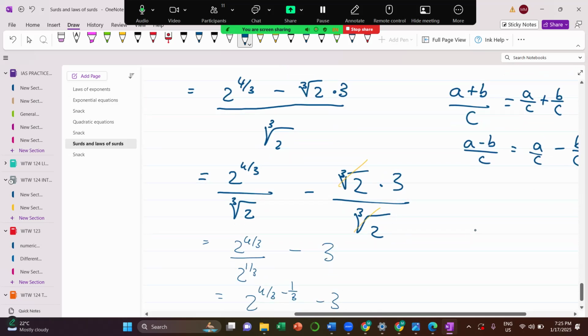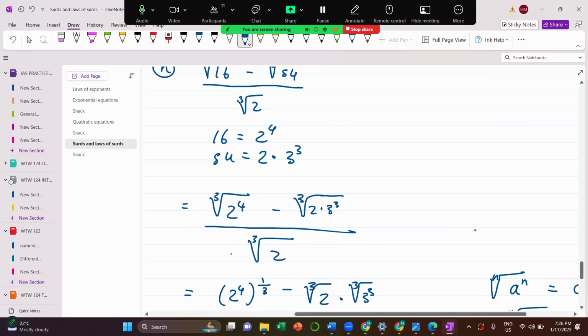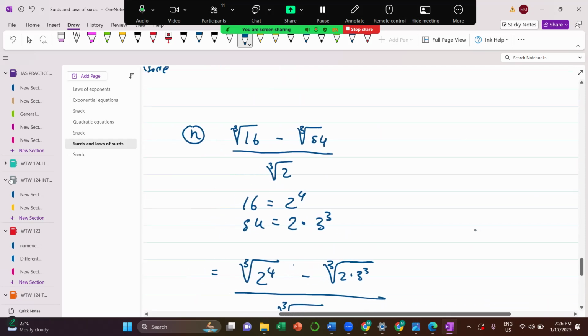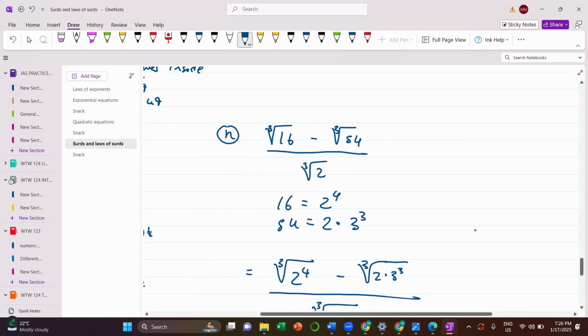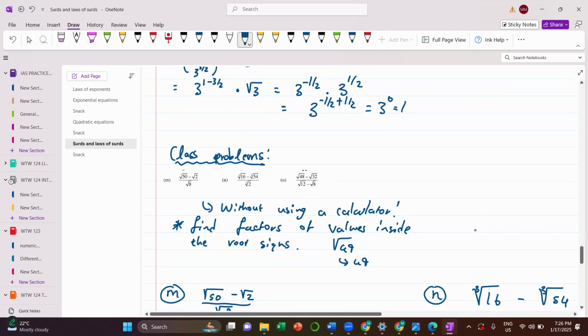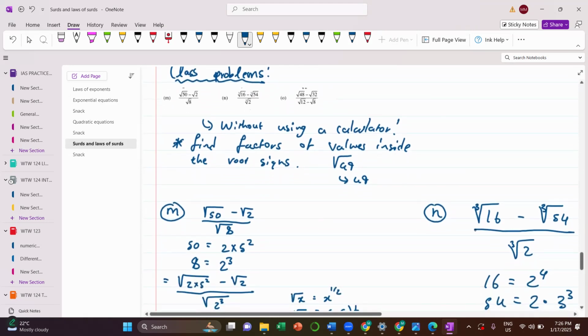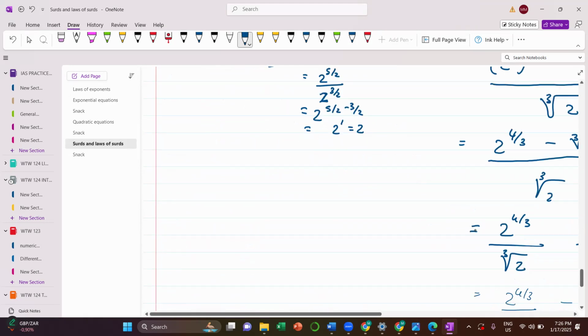So are you guys with me? Yes, sir. You understand every step of the problem? Yes, sir. Okay. So I'm going on to the next problem since there are no questions. So I'll go on to problem O, which is root of 48 minus root of 32.